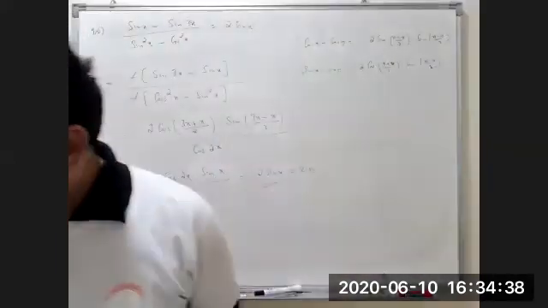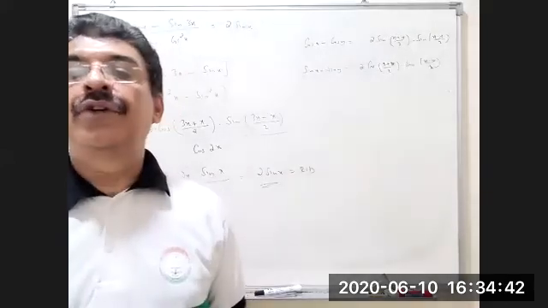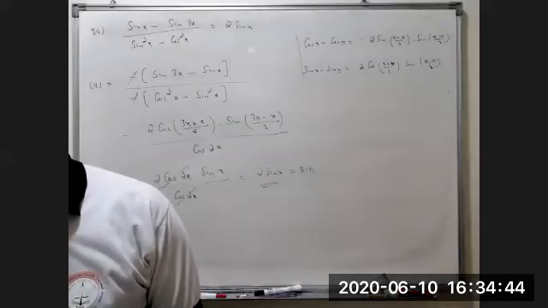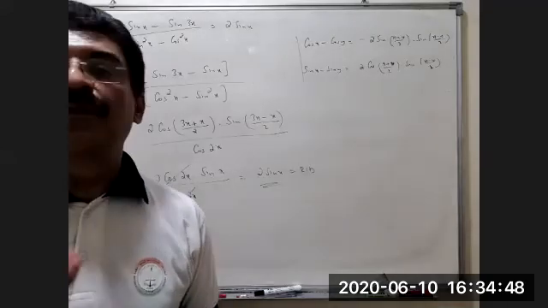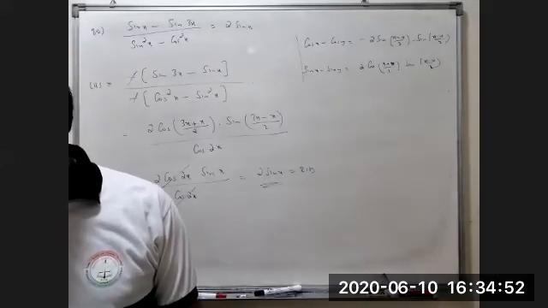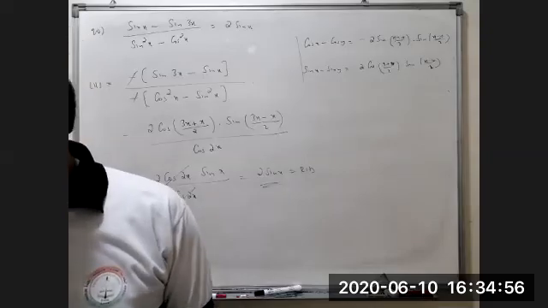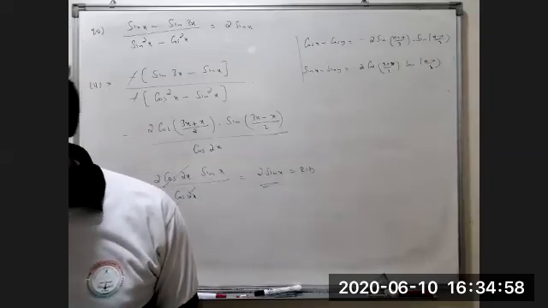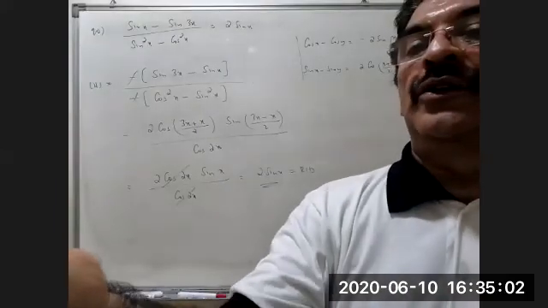So I gave 17, 18, 19 as homework. Question numbers 13, 14, 15 we will do tomorrow. From 12 onwards, 12, 13, 14, 15 we will do tomorrow. 17, 18, 19 is homework. Okay, let me see.